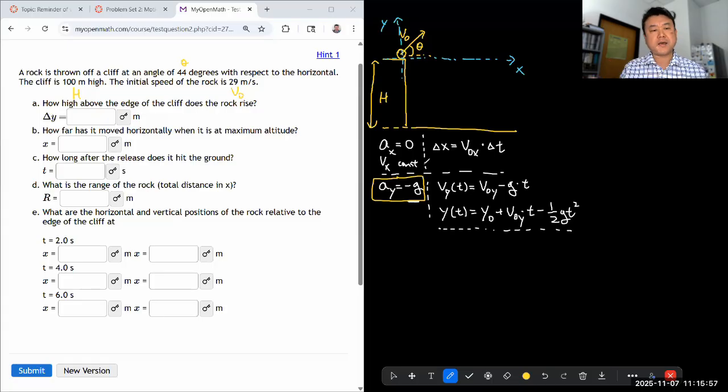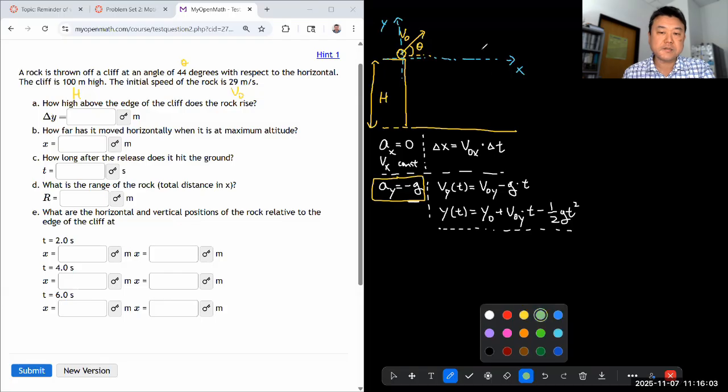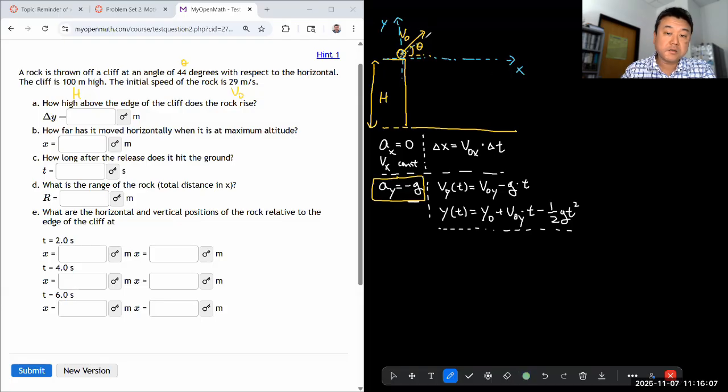The first part asks, how high above the edge of the cliff does the rock rise? So I'm imagining this kind of motion. With this initial velocity, the rock is going to undergo this kind of trajectory. I can imagine there being a highest point that the rock reaches, and the question is asking for this delta y here. Okay.